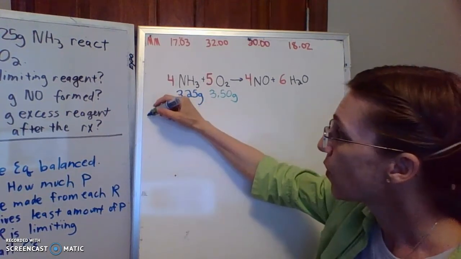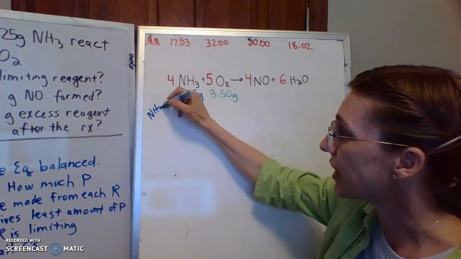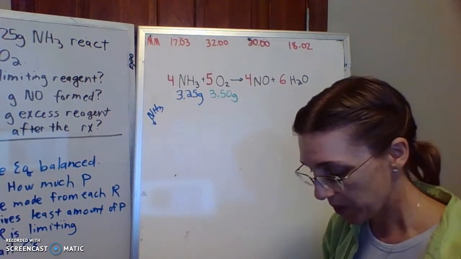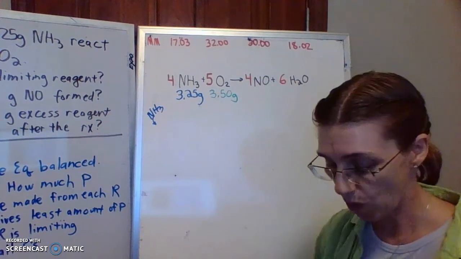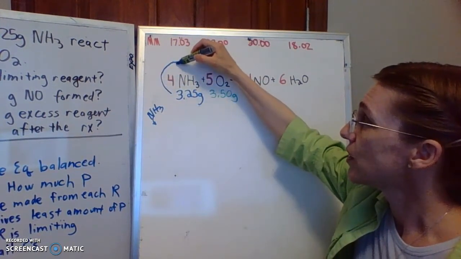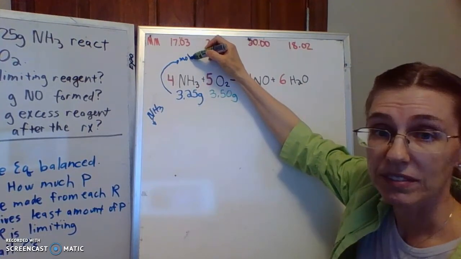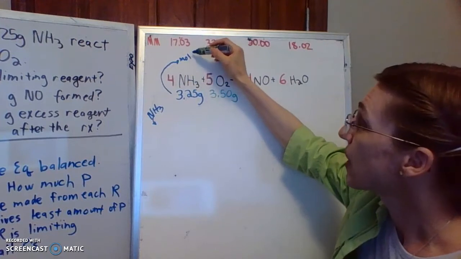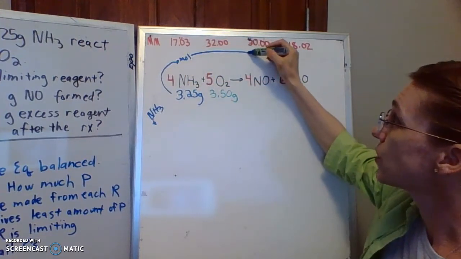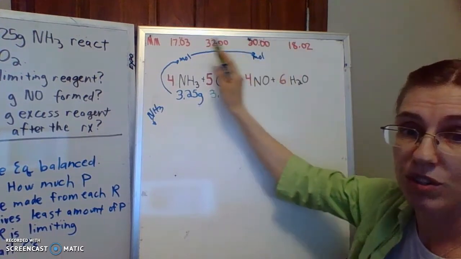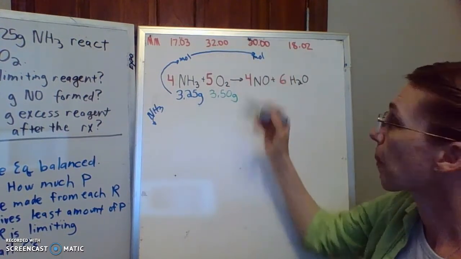So let's start off with NH3, and we're going to do this calculation. We're basically going to do bridge over troubled waters. So first we're going to go from grams of ammonia to moles of ammonia. Remember, all the vertical ones are molar masses. Then we're going to go from moles of ammonia to moles of product, and that's going to be a molar ratio. Any of the horizontal ones are molar ratios.